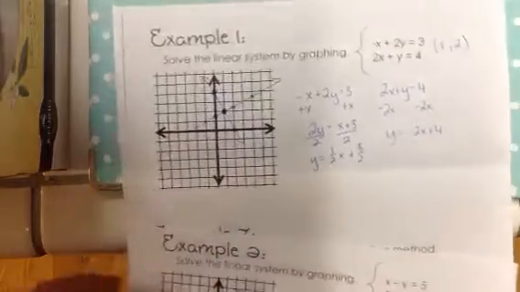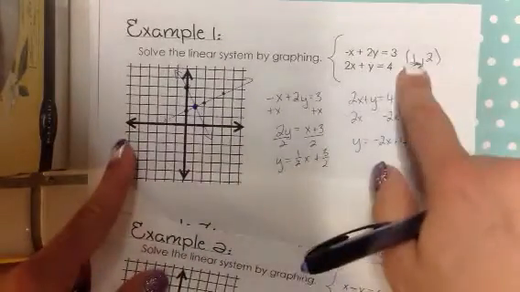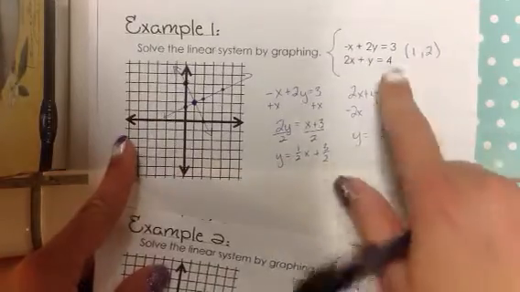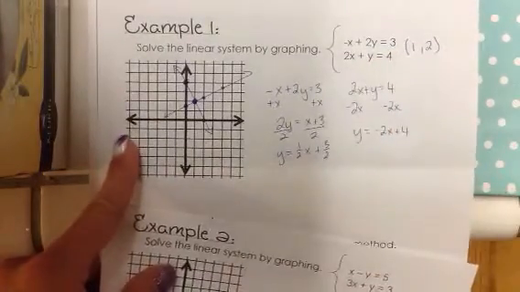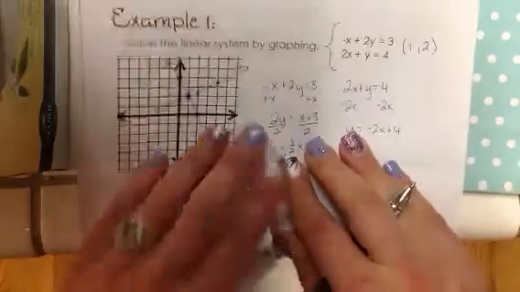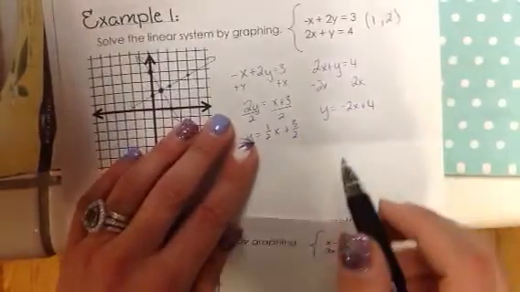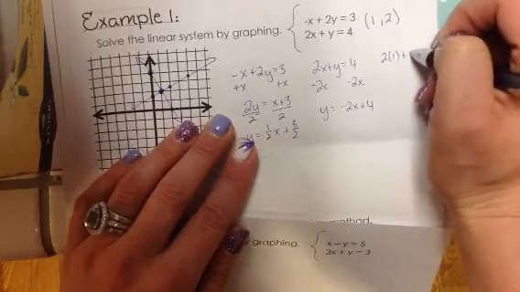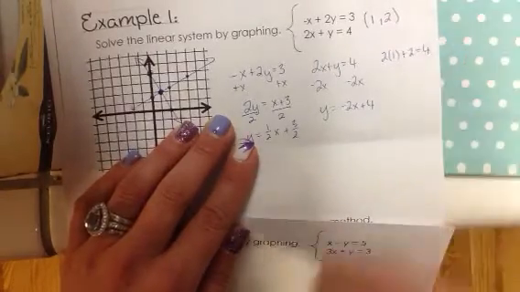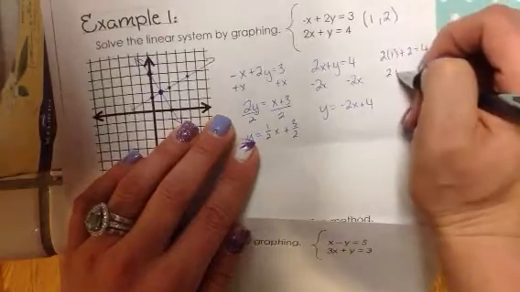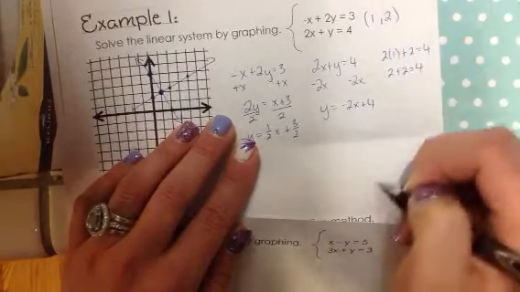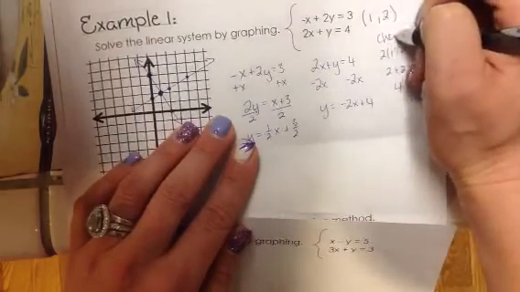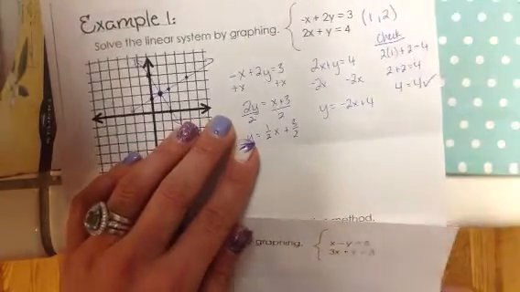That means that if we plug in the 1 for x and the 2 for y, we should make these equations true. So let's test it before we move on. We'll plug it into the second equation. So that's 2 times 1 plus 2 equals 4. Well, 2 times 1 is 2. 2 plus 2 equals 4. So that was our check, and we got the right answer.